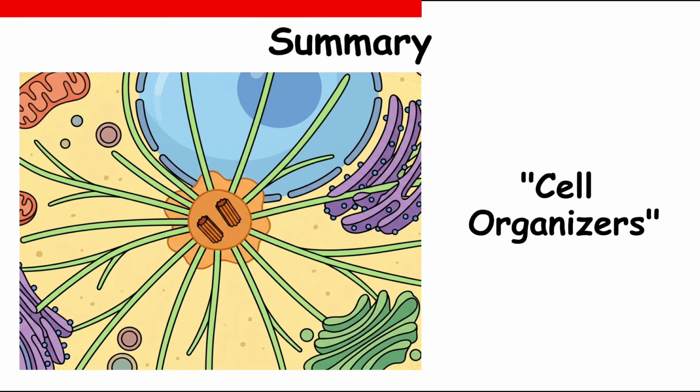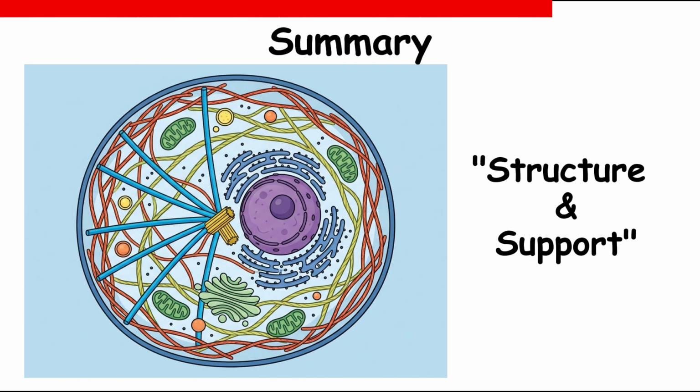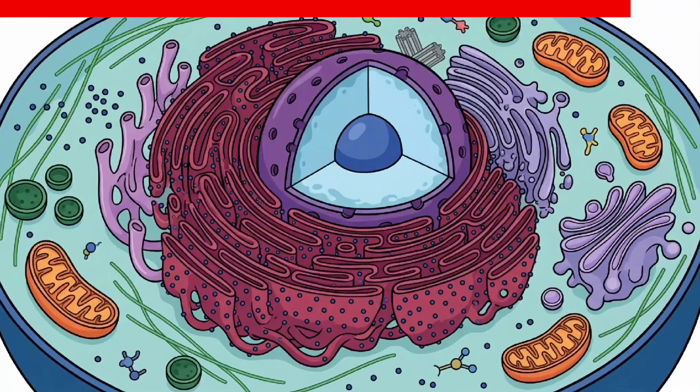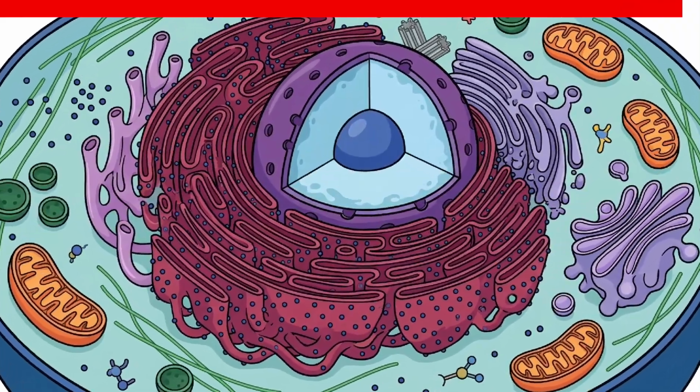The centrosome and centrioles organize microtubules, while cilia and flagella enable movement of materials across the cell surface. Microvilli increase surface area for absorption, and the cytoskeleton provides structure, organization, transport, and movement. Together, these parts work as an interconnected system that allows the animal cell to survive, grow, respond, and reproduce.